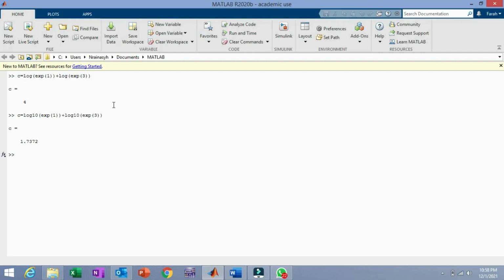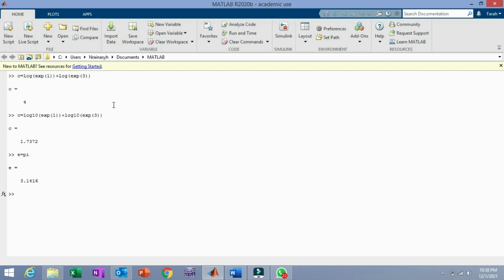Then for the next question, E equals 5. In Matlab, we use pi. After completing, we press enter, and we get the answer E equals 3.1416.